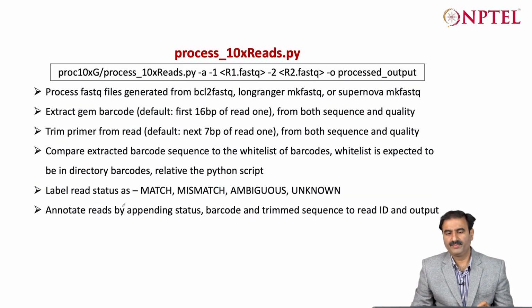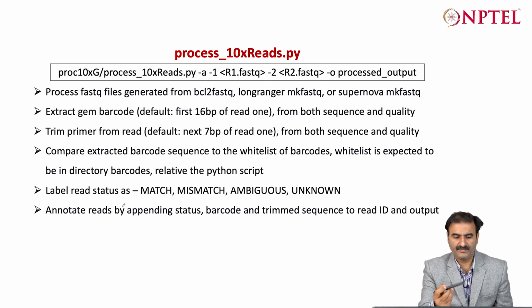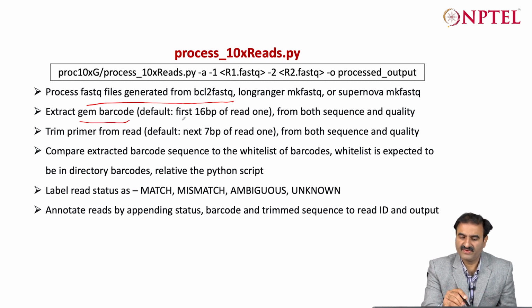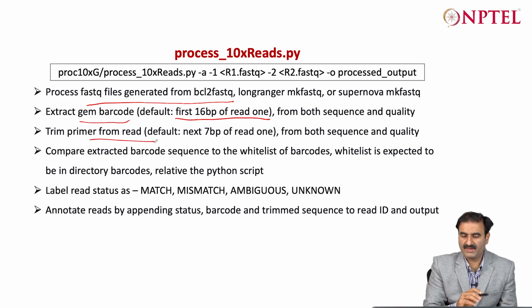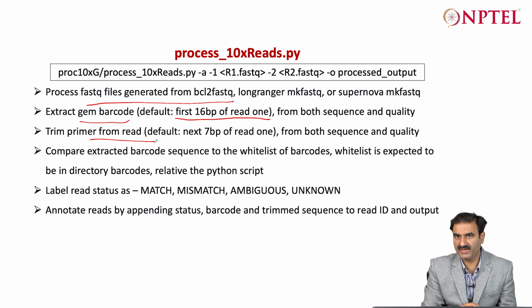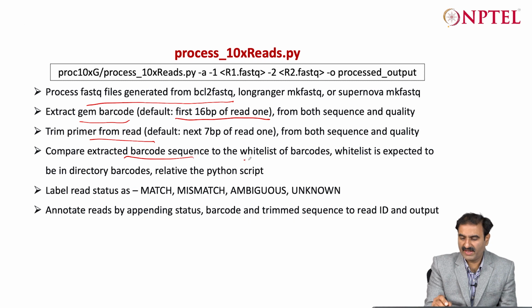The process_10xReads.py script processes the FASTQ file generated from bcl2fastq. It looks for the GEM barcode, that is the first 16 base pairs of read one, for both sequence and quality, meaning whether the barcode is intact and what the ambiguity or mismatch is compared to the whitelist. It also trims the primer from the read, which is the next 7 base pairs, and then compares the extracted barcode to a whitelist of barcodes.